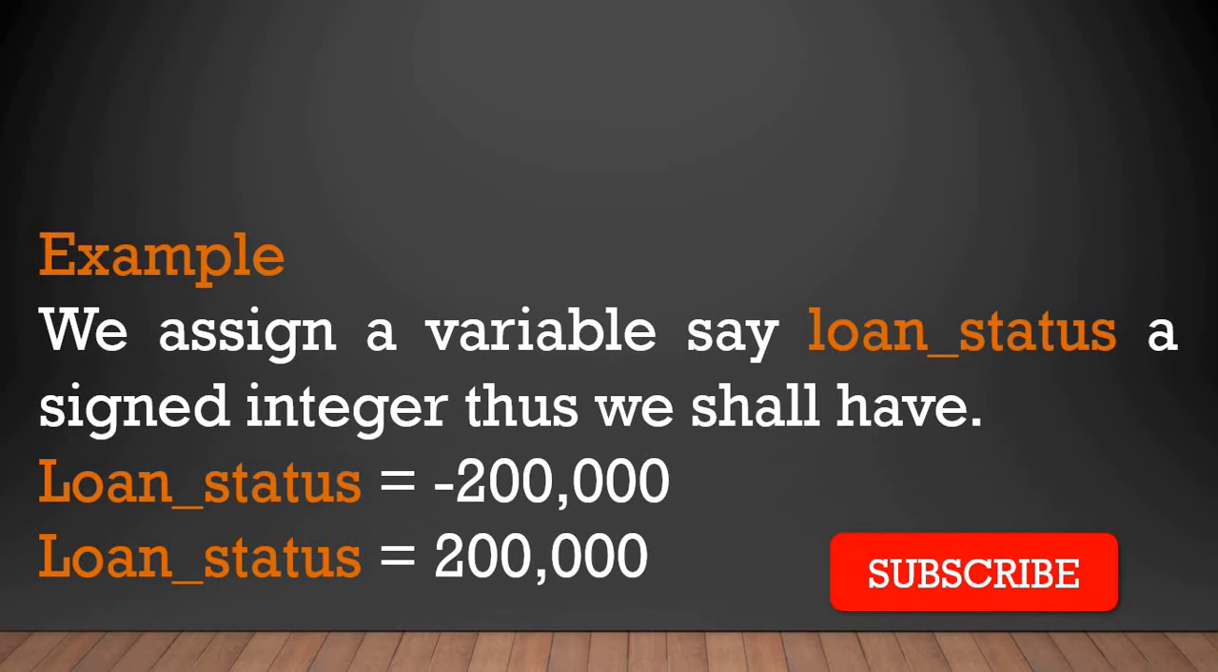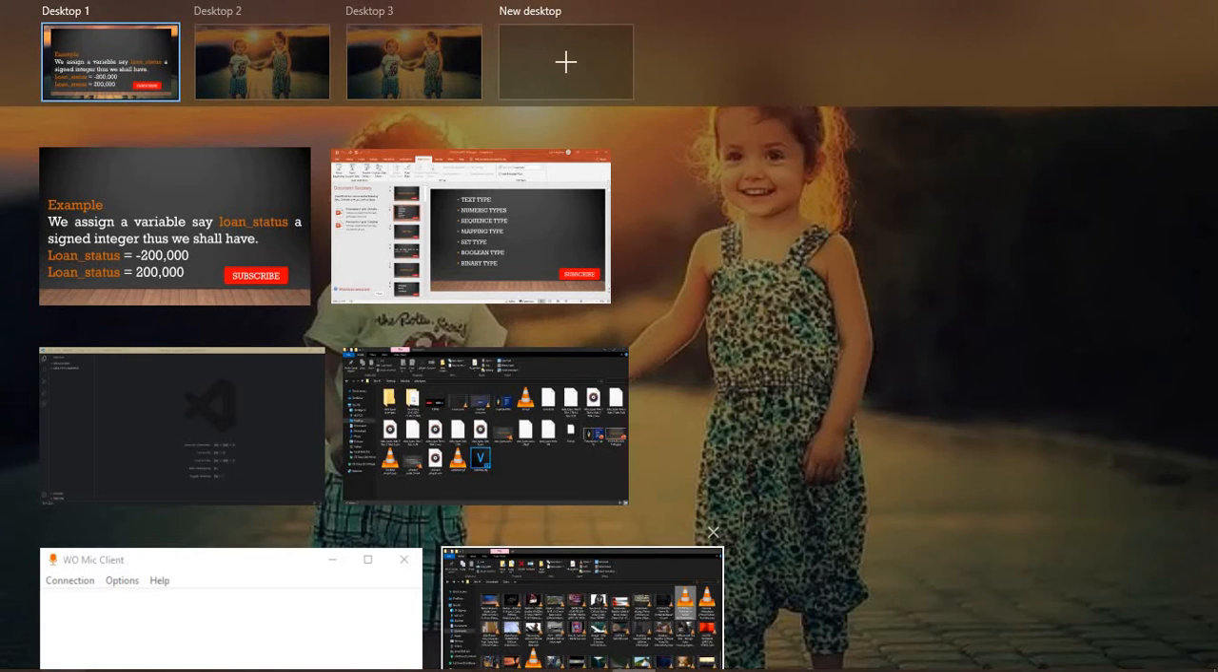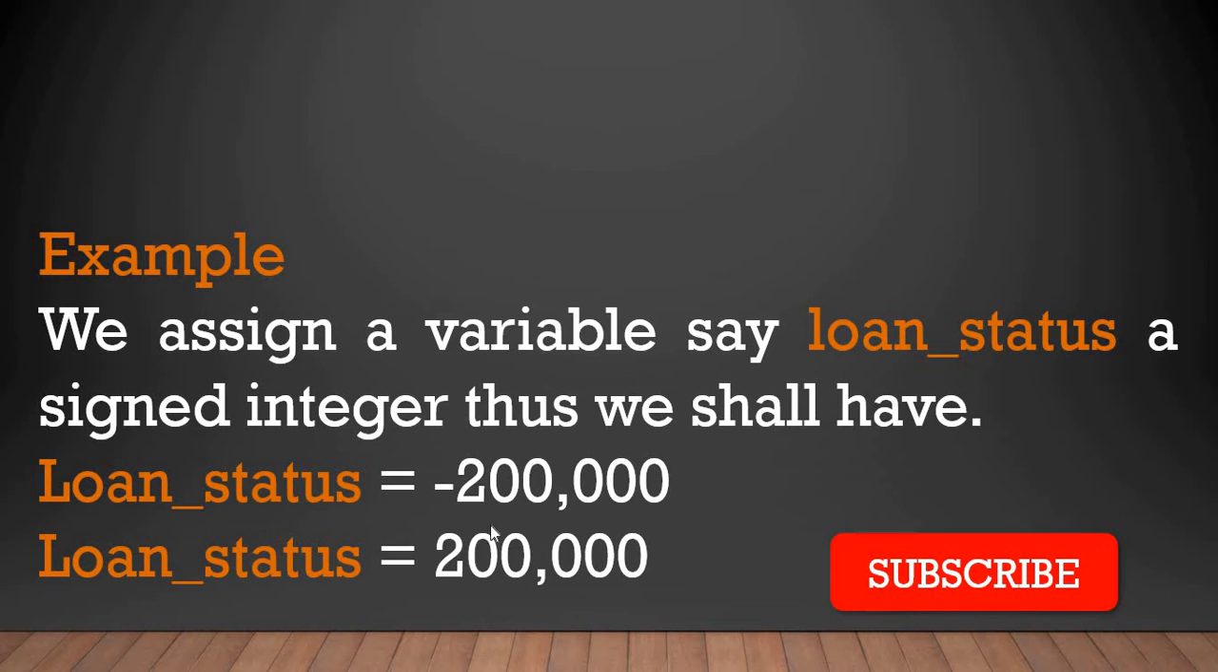Let's have an example. We assign a variable, say loan status, an integer. Loan status can take a negative 200,000 or a positive 200,000. You can put this 200,000 as in dollars or shillings or Indian cash, I think it's rupees. Let's look at an example of how to write a signed integer.